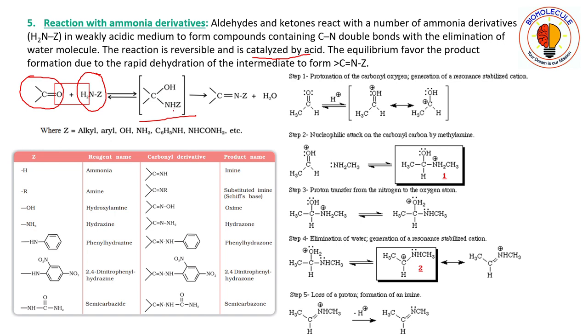Now you can see here that this nitrogen contains a hydrogen atom, and here it is a hydroxy group. So what it will do is it will lose one water molecule. So this bond goes over here and this will leave. So one water molecule it will lose and forms carbon nitrogen double bond, and here Z is the substituent. This could be alkyl, aryl, OH, NH2, C6H5NH, etc. This is the derivative of ammonia.